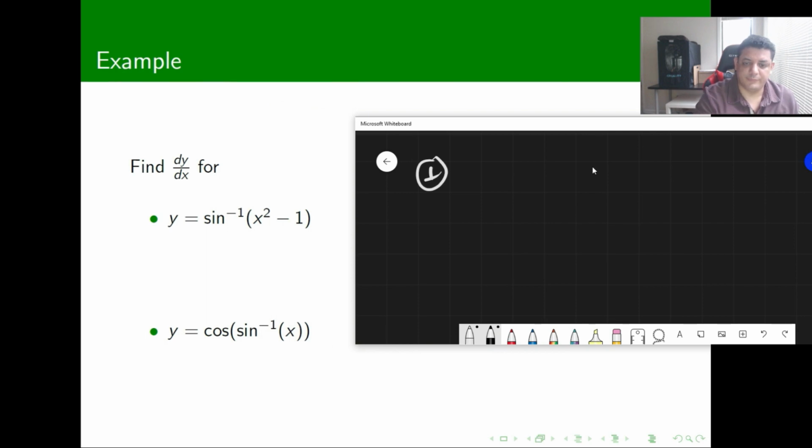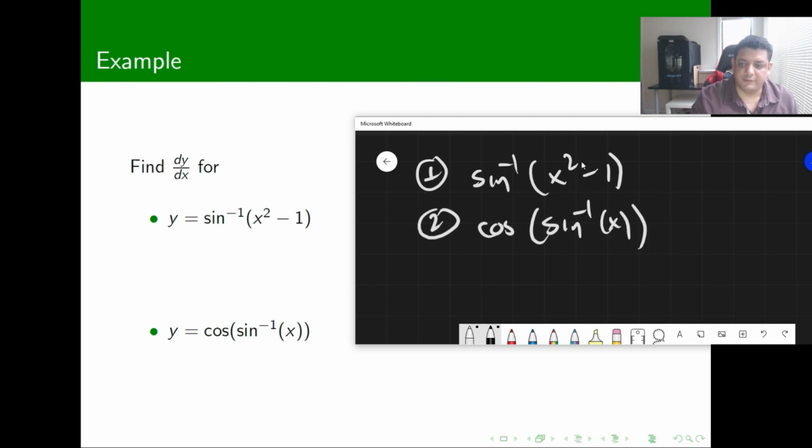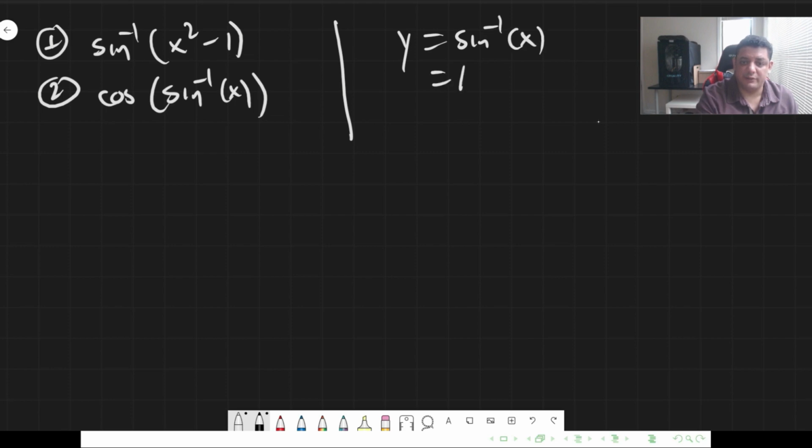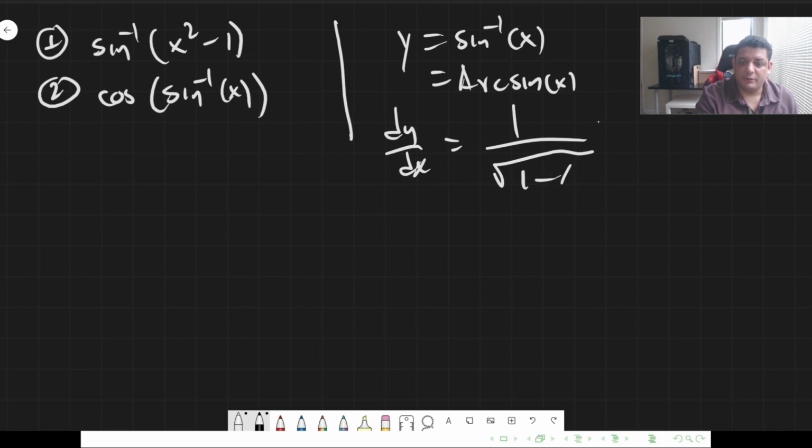So the first one is going to be sine to the minus 1 of x squared minus 1, and the second one cosine of sine to the minus 1. Notice that in both cases we're going to have a chain rule going on. And just a brief reminder here, if y is sine to the minus 1 of x, or arc sine, any of the two ways of writing that, then dy/dx is 1 over the square root of 1 minus x squared. So thanks to this, notice that we can calculate what the derivative of this is.